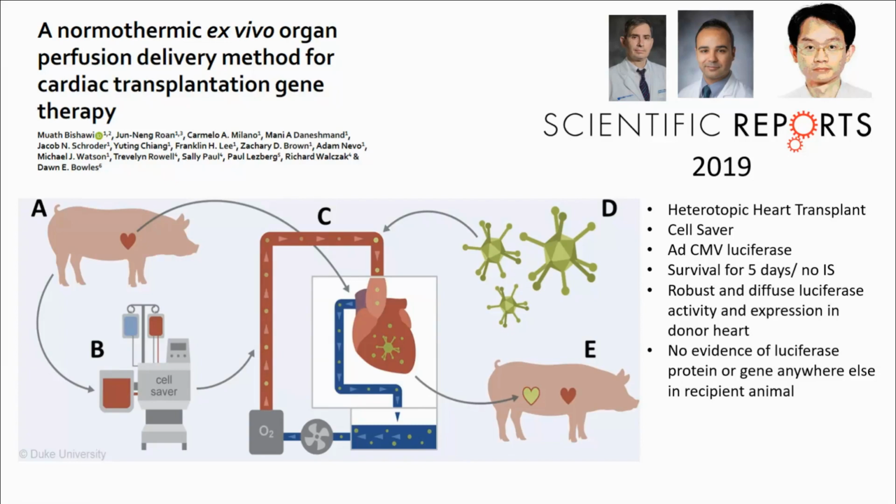We also, in this study, utilized a cell saver to wash the donor blood because, not surprisingly, we found that there were components of the donor blood that were inhibitory to viral transduction. Then we applied to the circuit an adenoviral luciferase, an adenovirus that had CMV luciferase. And this was recirculated for a 2-hour time period.